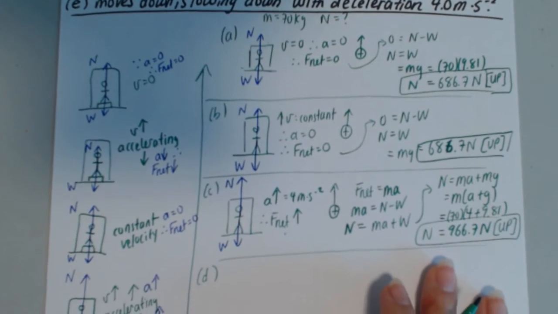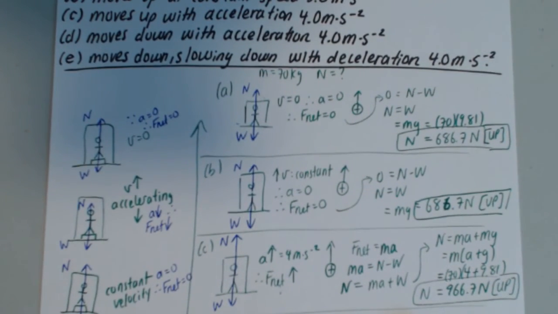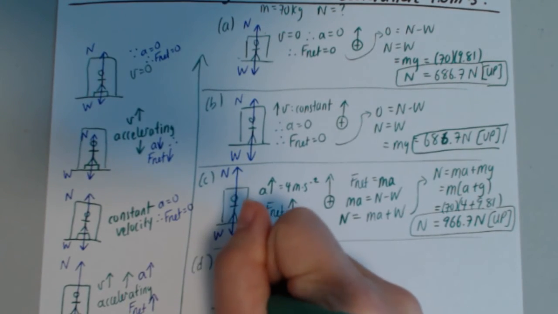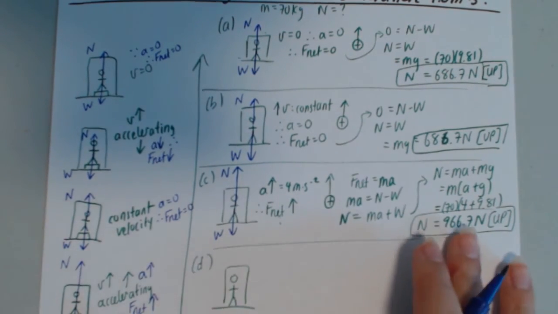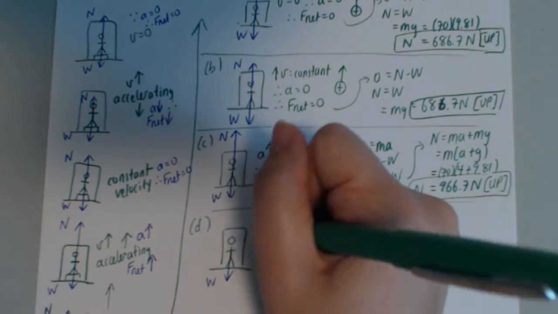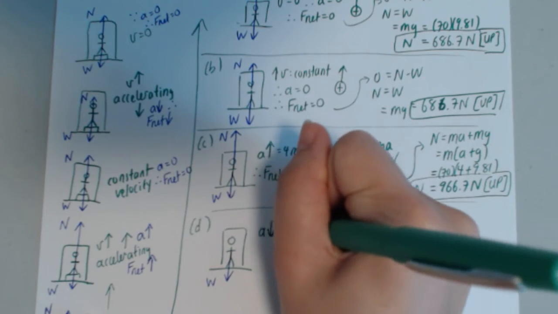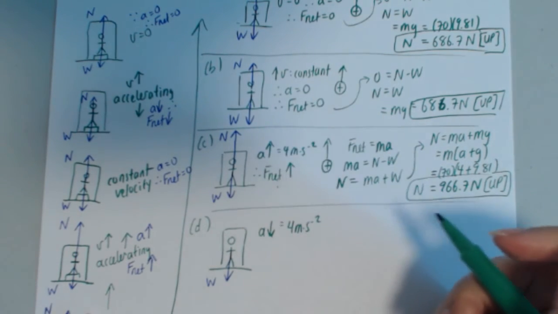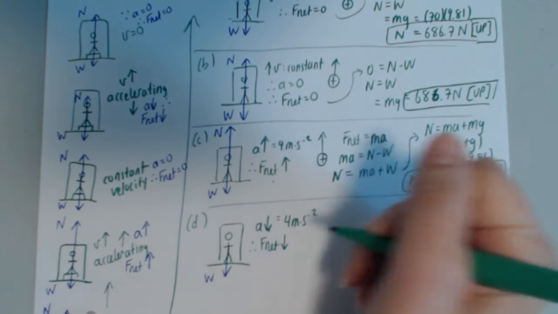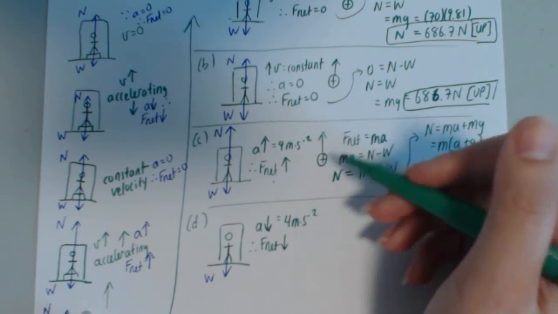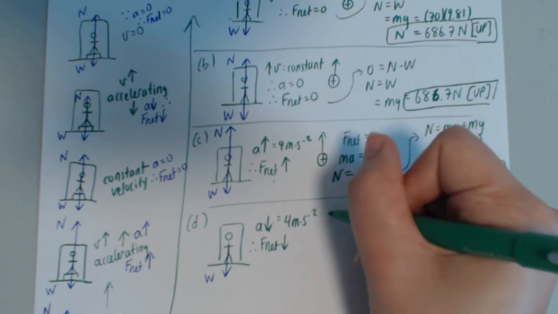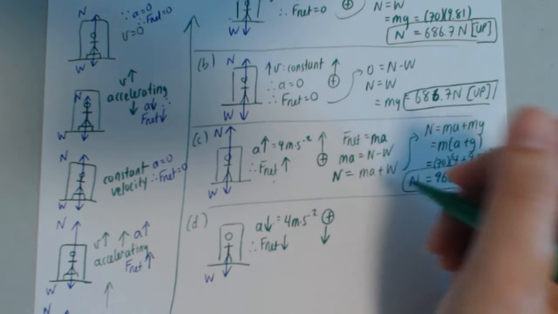D, moves down with acceleration 4 meters per second squared. Okay, so I'm going to draw my elevator, the person. Now the weight, again, that's constant, that's not changing. This time I'm accelerating down at 4 meters per second squared. If my acceleration is down, therefore my net force is down. Whatever direction your acceleration is, set that as the direction of being positive. So I'm going to let positive be down this time.